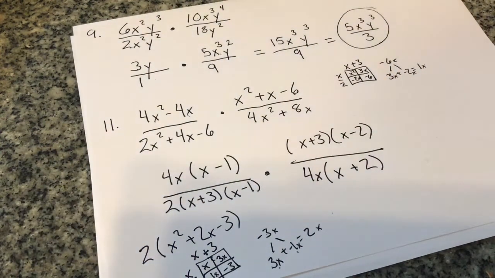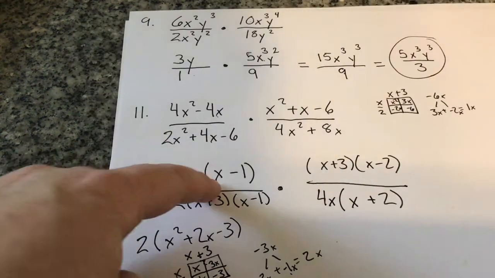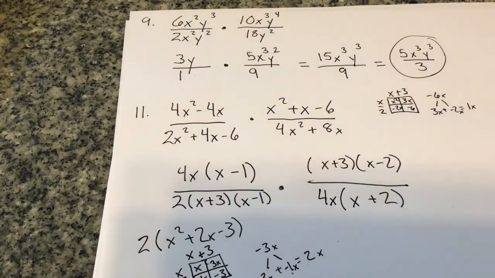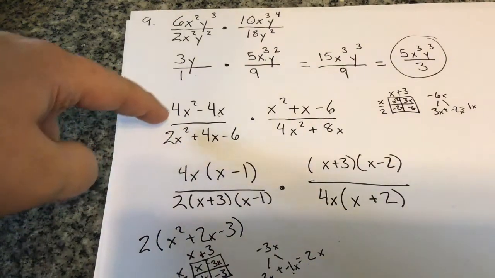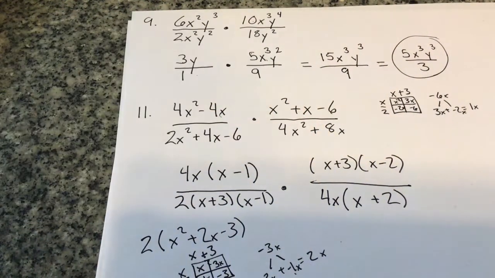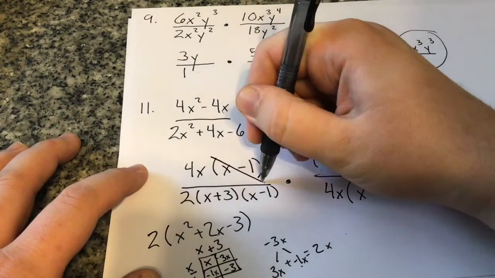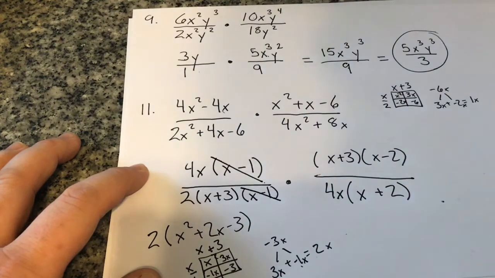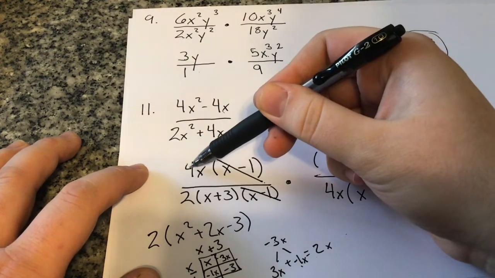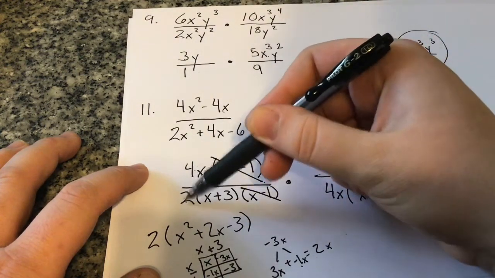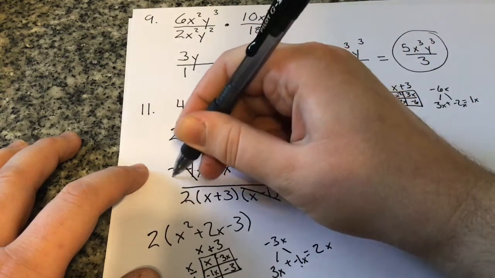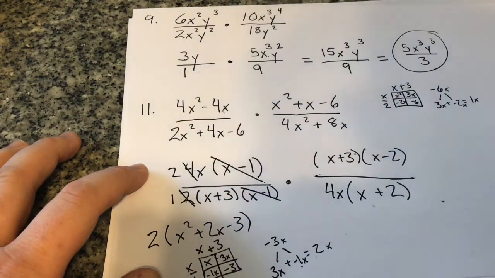All right, so I've fully factored and simplified the numerator and denominator of both of these rational expressions. What I want to do now is look at each of these and see what they have in common, what I can cancel out. So when I look at just this first one right here, I see they both have an x minus 1. So that's going to go away. I also see they have a 4 and a 2. That's going to be able to simplify to 2 over 1.